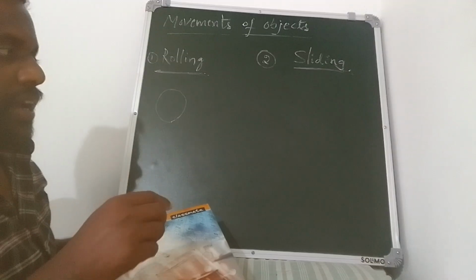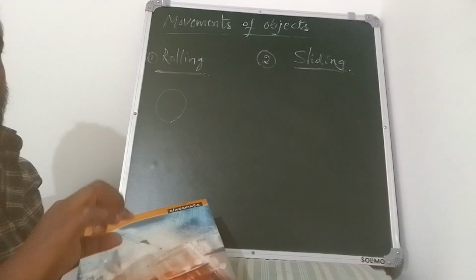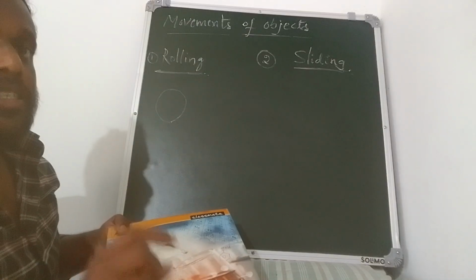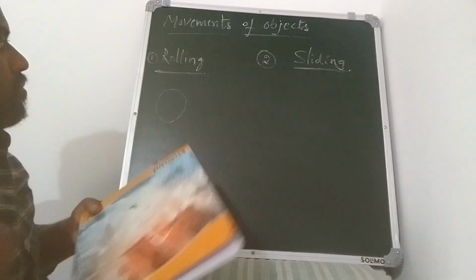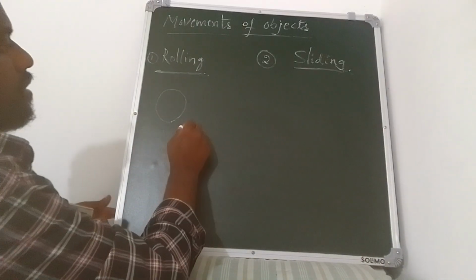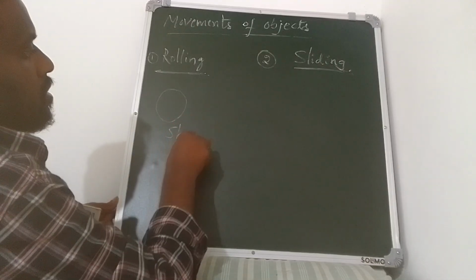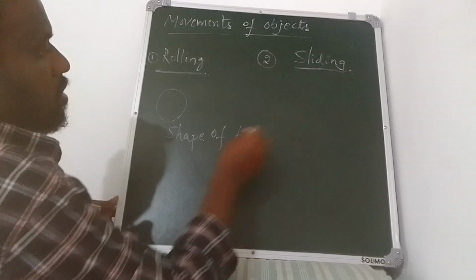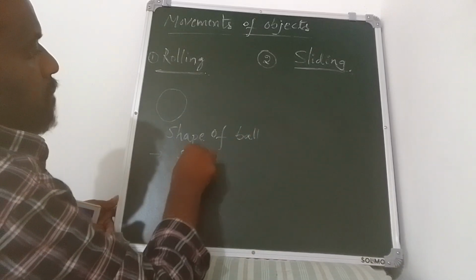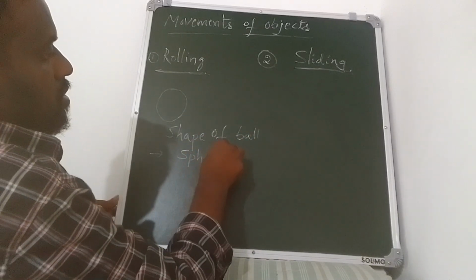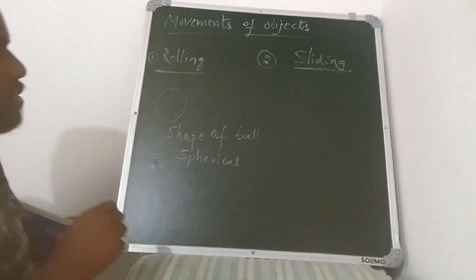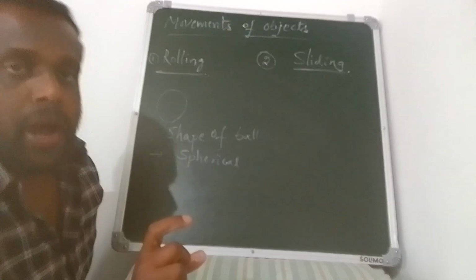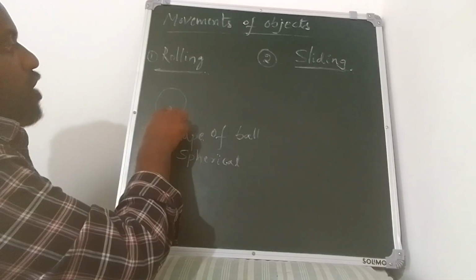Another example is a ball. You will use a ball, right? Ball is what? It's not exactly a circle. We will say the shape of a ball is spherical. Spherical, okay? Spherical shaped objects and circle shaped objects.